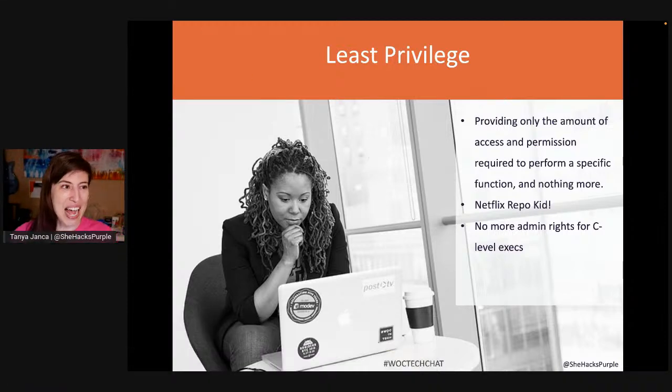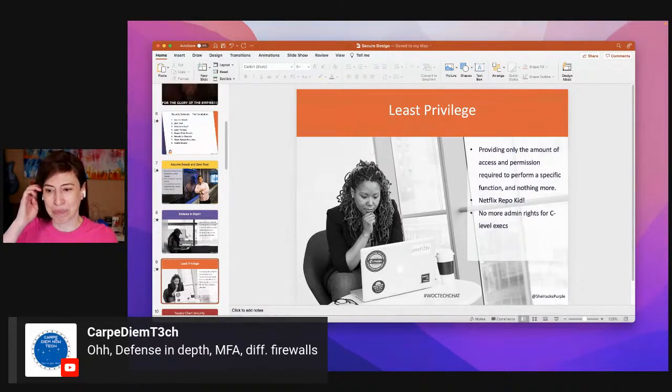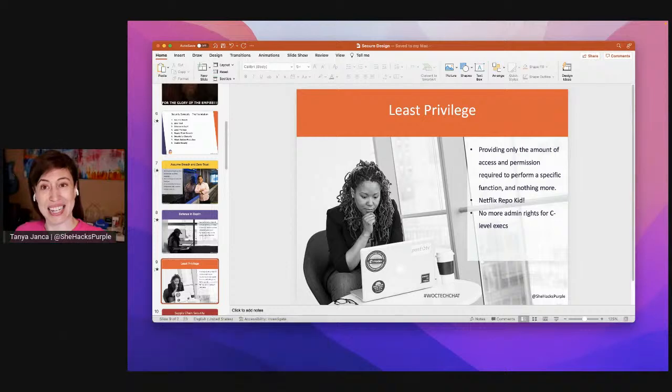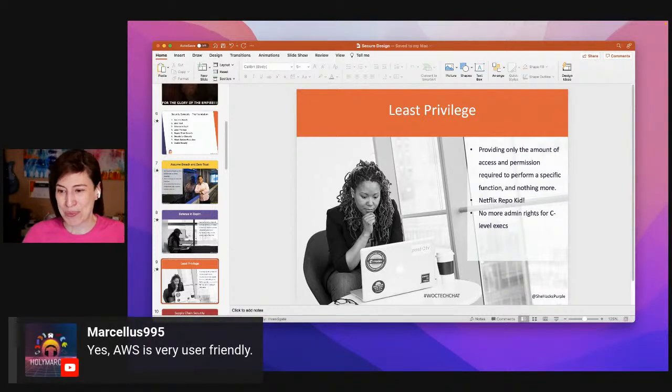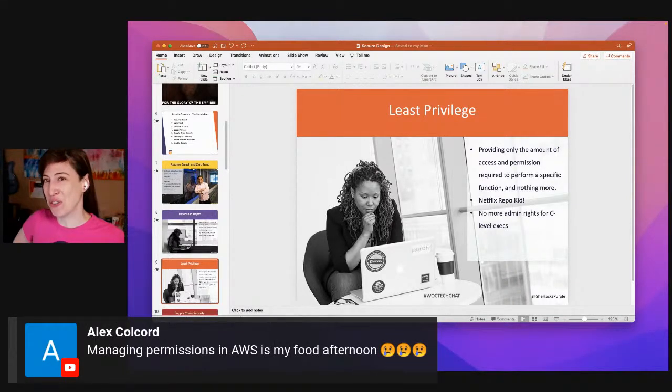So I'm going to go back to the chat and see if anyone has ideas of least privilege that they want to share. Not just necessarily about AWS or about cloud, but other ideas of least privilege. So I'm going to just look in the chat. Defense in depth, multi-factor authentication, different firewalls, etc. Yes. Someone else says, yes, AWS is very user-friendly. And someone else says, managing permissions in AWS is my favorite afternoon.